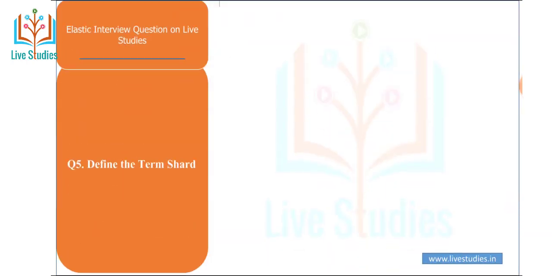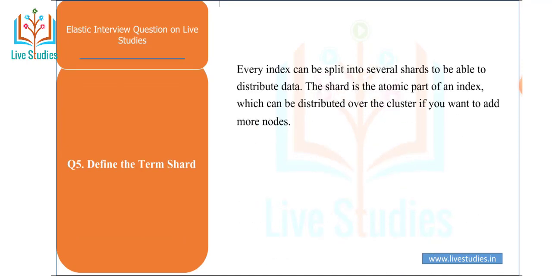Another question is, define the term shard. Every index can be split into several shards to be able to distribute data. The shard is the atomic part of an index which can be distributed over the cluster if you want to add more nodes.